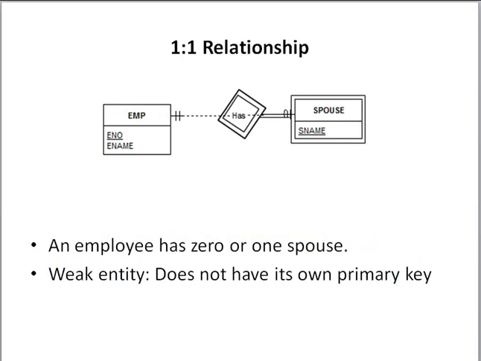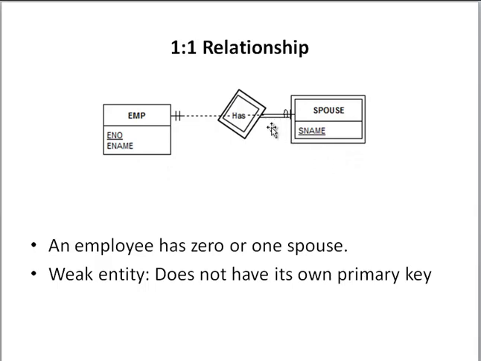Alright, here's a diagram that has a one-to-one relationship illustrated. This is a binary one-to-one relationship, meaning binary, two entities, and the one-to-one relationship means that for every instance of employee, we can only have one spouse, and for every spouse, we can only have one instance of employee. Oh, I wrote it down. An employee has 0, 1 spouse.